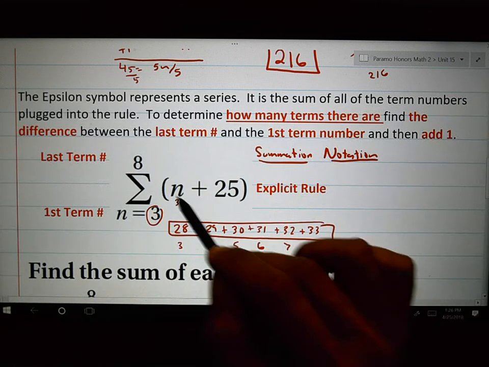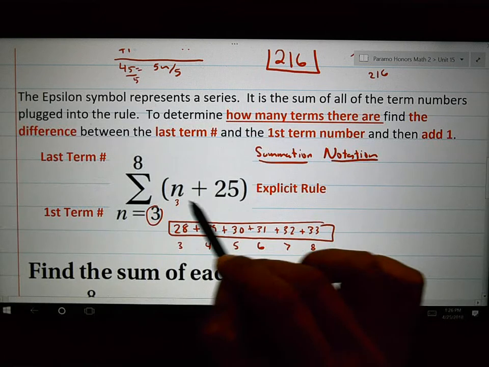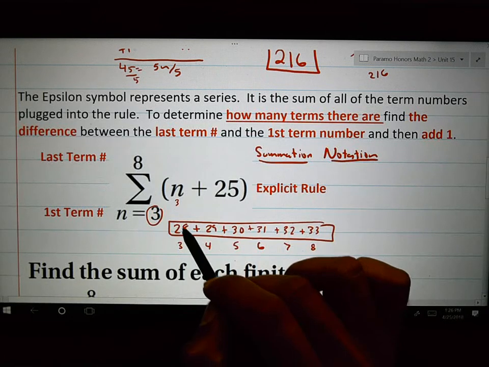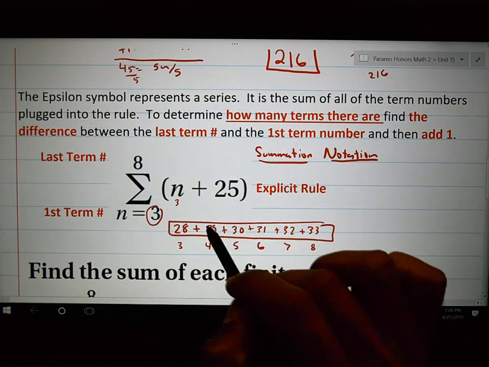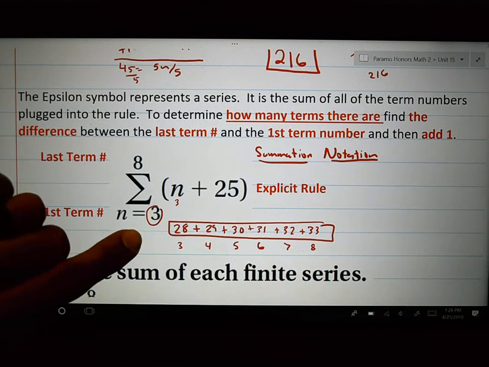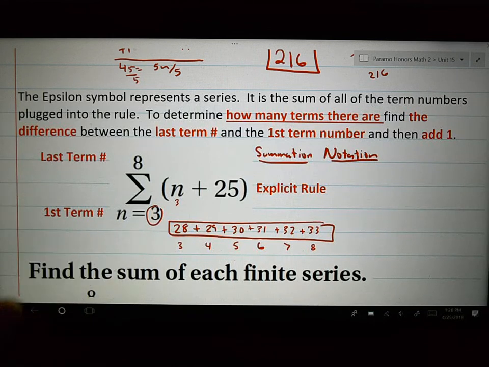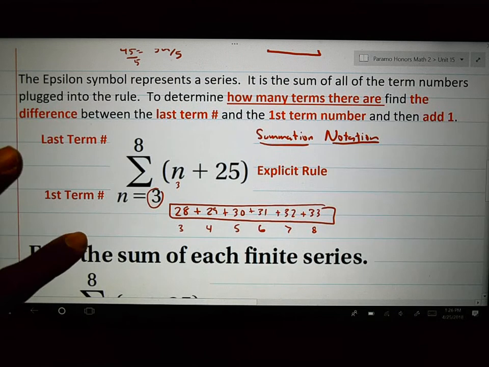There's a rule. This is what term number you're plugging in to the rule to find its value, and then you're adding that value to the next term number, to the next term number, to the next term number, and we're only plugging in whole numbers, integers, if you will. This one starts at 3. You can start at any number. It could be a 1, it could be a 0. Most of the time, if you're lucky, it'll be a 1, but it's not always going to be there.